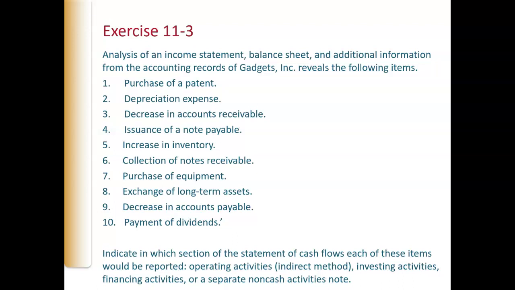So, we're going to start with exercise 11.3. Analysis of an income statement, balance sheet, and additional information from the accounting records of Gadget reveal the following information. Indicate in which section of the statement of cash flows each of these items would be reported. Would they be reported in the operating section, in the investing activities, financing activities, or in the non-cash notes? So just take a minute and look and get an idea. What do you think is going to happen here? I'll give you 2 seconds here.